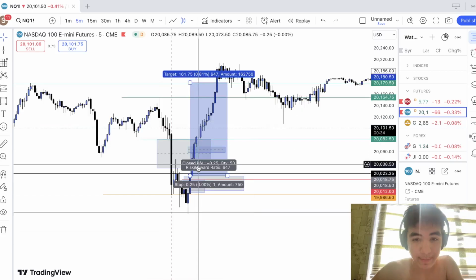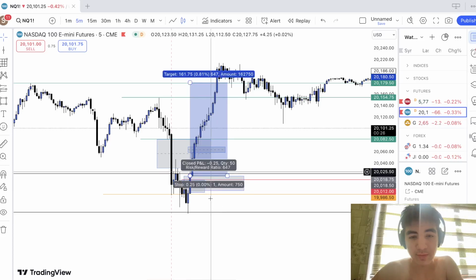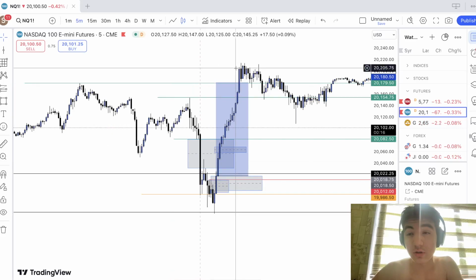Boom. You put the stop loss below this inverse fair value gap. Price hits take profit 1, we move the stop loss to break even. Price hits take profit 2, this resting liquidity right here, literally it runs our stop loss. Boom, we made new all-time highs yesterday, which is pretty crazy.